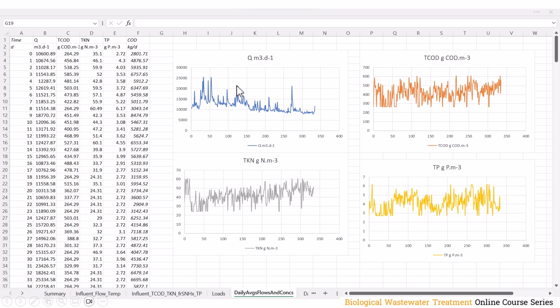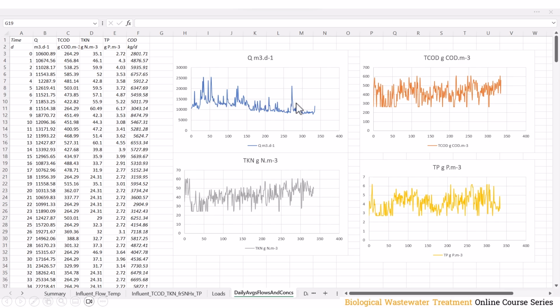So you can see here over the course of about a year the variation in the influent flow, the COD concentration, the TKN, and the phosphorus. And you can see what the variability sort of looks like. At the beginning of the year, maybe these are some storm events, or maybe a rainier season in which we're getting more inflow into the system from runoff or from infiltration into the sewer network.